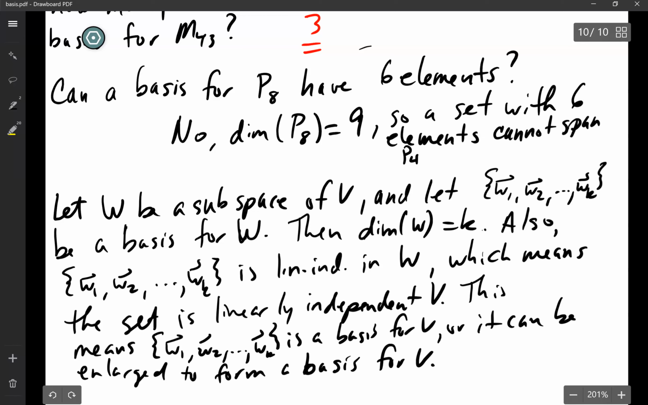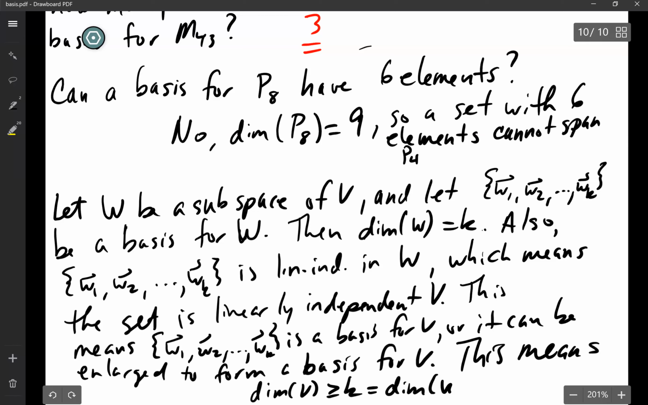That's the plus-minus theorem, right? If you have a linearly independent set, you can keep adding vectors to it until you get to the span of the whole vector space. So since it's linearly independent to start with, it either already is a basis, you can't add anything else, its span is already all of V, or you can find vectors that are in V to throw into it to make it into a basis. Well, in either case, this means that the dimension of V has to be at least K, which was the dimension of W.